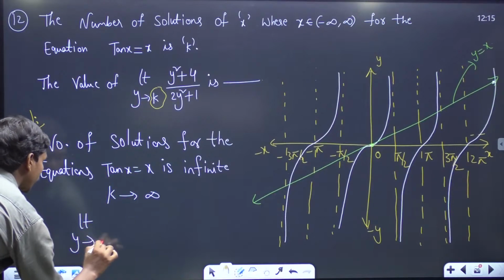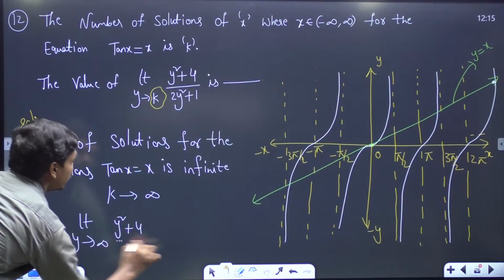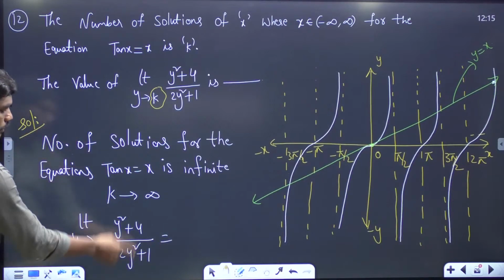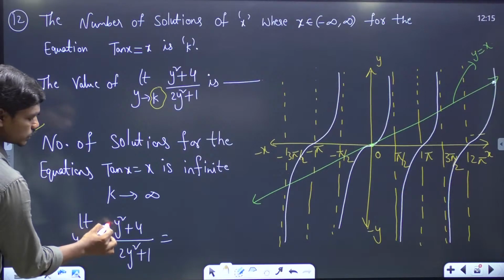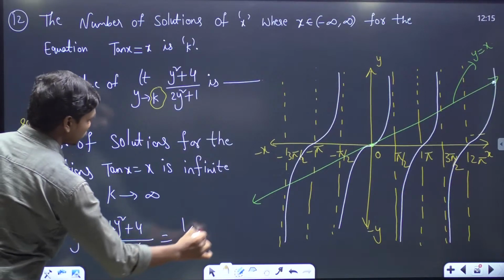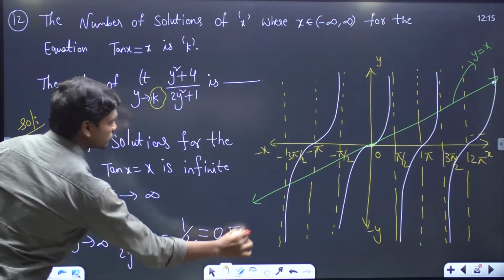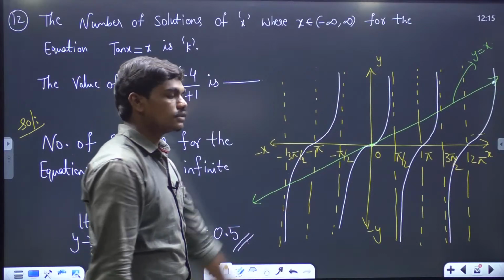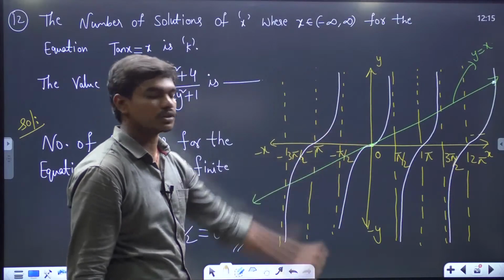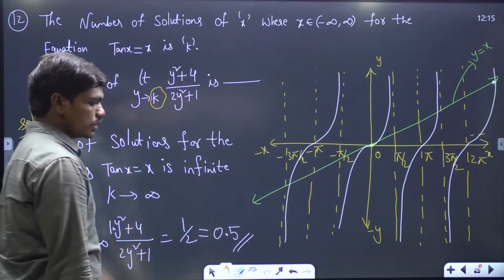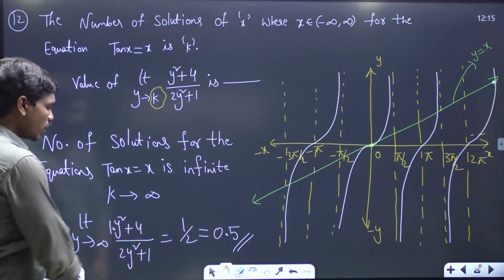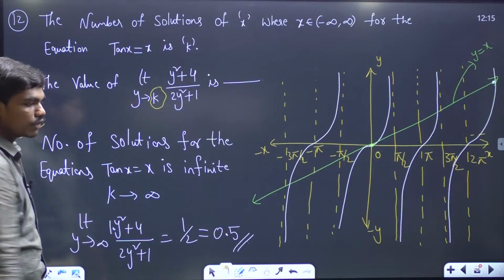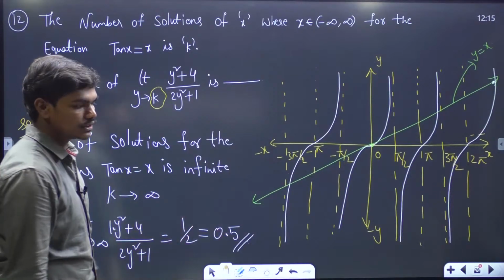Now this is a simple limit. Limit y tends to infinity of (y square plus 4) divided by (2y square plus 1). I told you, when both these polynomials are of the same degree, the ratio of the coefficients is the answer. So this is 1 by 2, which is 0.5. My main intention in this question is to show you that the equation tan x is equal to x has infinitely many solutions. That's the only thing. Once you know this, this is a very simple limit to calculate, because if both the functions are of the same degree, then when y tends to infinity, the ratio of the coefficients is the answer. So 1/2 is the answer, which is 0.5.